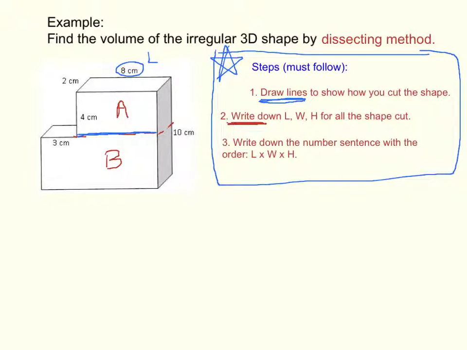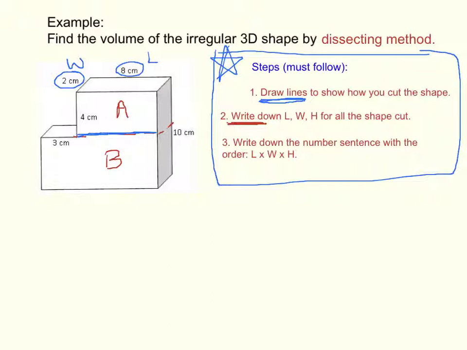And then how about the width? The width is this line. Okay, so this line is the same as this line, and also the same as this line. So we can say that this one is the width of cuboid A.